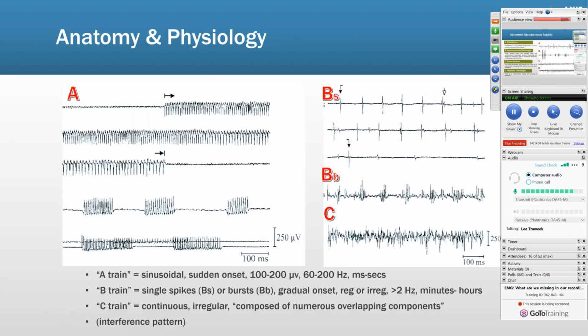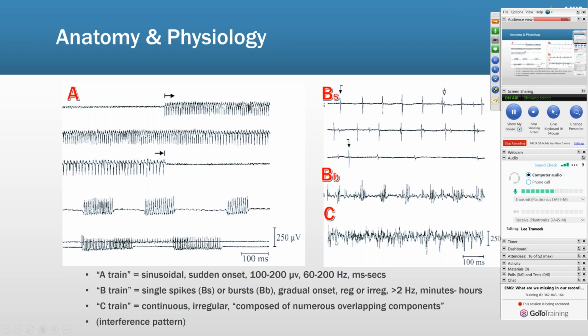Train activity: there are three main types of train activities, A train, B train, and C train. The A train on the left side is a sinusoidal sudden onset train. It ranges from 100 to 200 microvolts, and it can be from 60 hertz to 200 hertz in frequency. It can be a continuous A train or intermittent train or burst train. The second one is B train. B train can be a single spike burst or a burst spike. So B train could be a single spike or a burst spike.